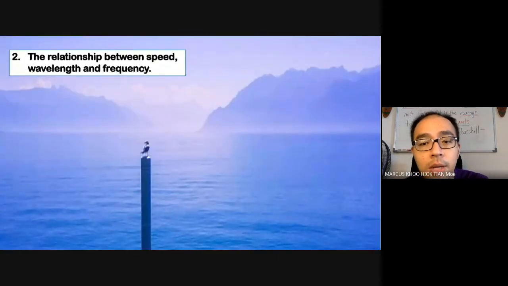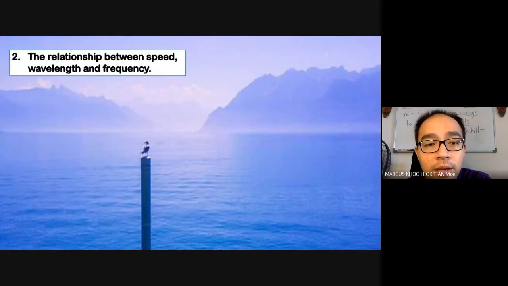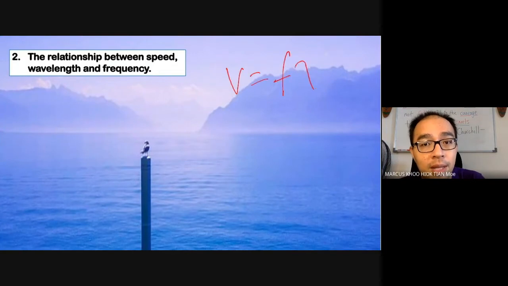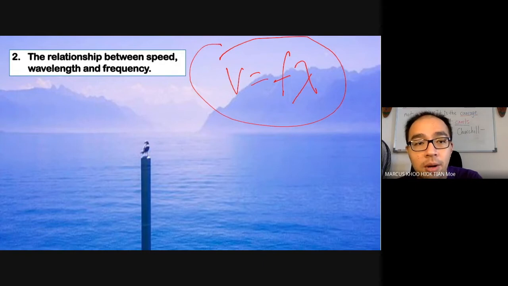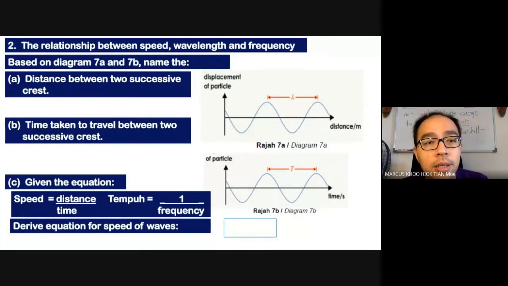All right, let's look at the relationship between speed, wavelength, and frequency, which is what we call the wave equation, v equals f lambda. This is the relationship that we're going to talk about. But let's take a look at this now. Determine the distance between two successive crests. The distance between two successive crests is always called the wavelength.